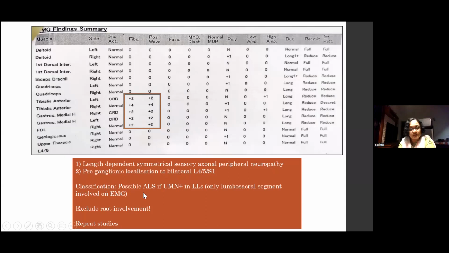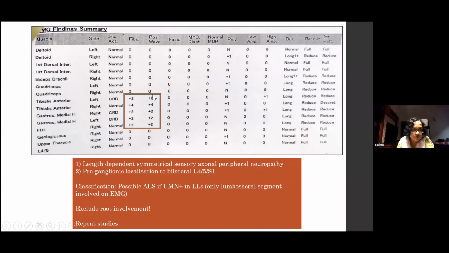So the classification then would be, if you use revised El Escorial, possible ALS, if you can also demonstrate upper motor neuron signs in the lower limb. So UMN plus LMN in one region is possible ALS. Because on EMG, only lumbosacral segment is affected. The thoracic muscles are not affected. So the segment above the lumbosacral is not affected.